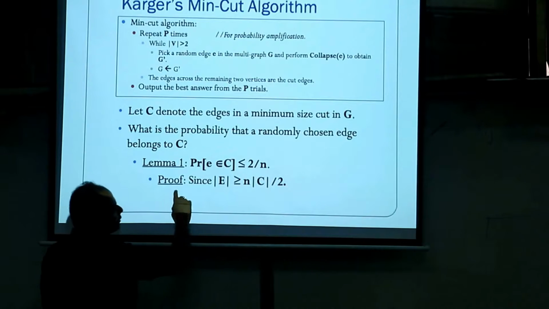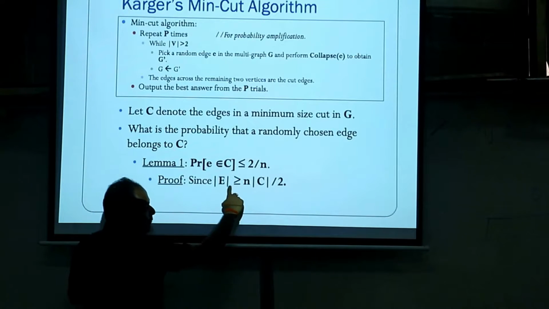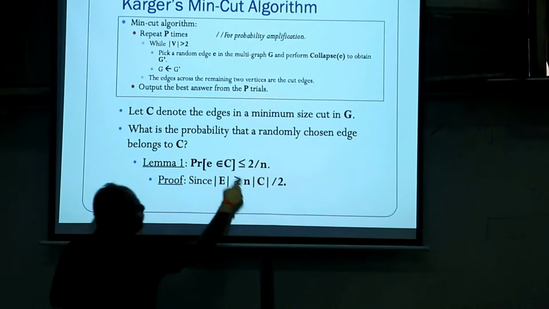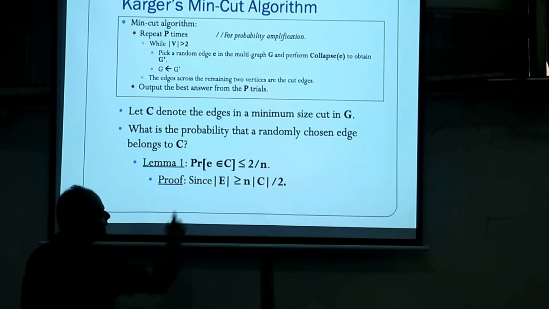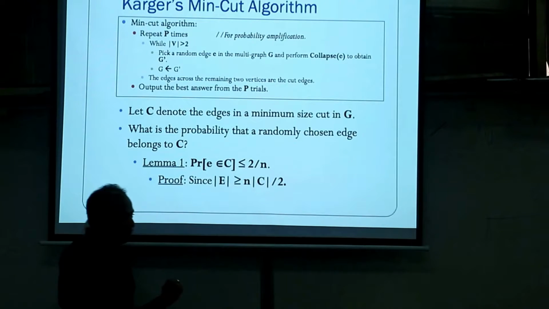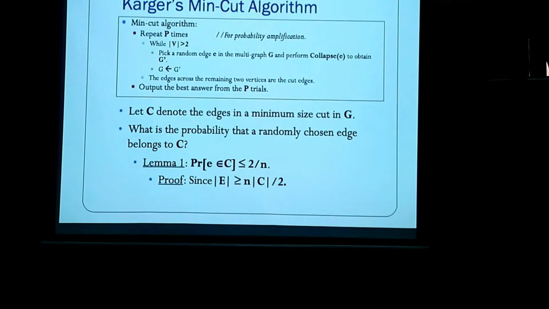Well, because the number of edges in the graph, which is denoted by modulus E, I'm claiming that that is greater than or equal to n times C by 2. Why is this? Suppose this is true. Then is this true? Suppose the number of edges in the graph is greater than or equal to n times C by 2. Then this probability is less than or equal to 2 by n. Is that clear? Right, because the probability that E belongs to C will be the size of C divided by the number of edges. Right?